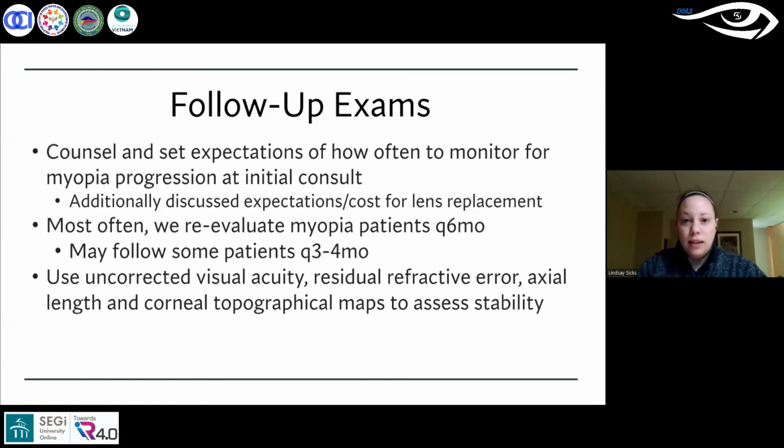We talked about the importance of that dilation as well. Usually we see our Ortho-K patients who are undergoing myopia management at least every 6 months. And that 6-month visit may just be an axial length measurement and a cornea check and a topography check, with their annual exam happening in the other 6 months. Some of our other patients that have a history of complications, or maybe our younger patients, we may follow more closely, every 3 to 4 months. You can use your uncorrected visual acuity, residual refractive error, so your refraction, axial length, and your corneal topography to assess the stability of your patients over time.